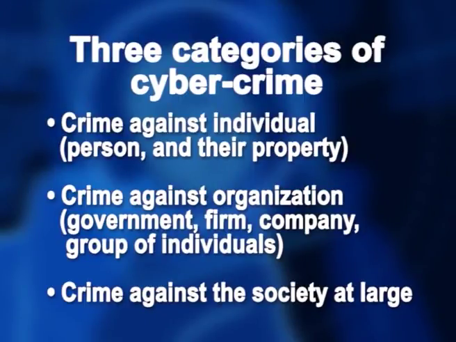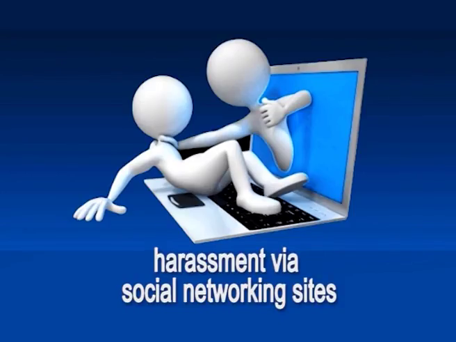Cybercrime is classified into three categories. The first one, crime against individual, that is person and their property. The second type, crime against organization, that is government, firm, company or group of individuals. Third type, crime against the society at large. Let us discuss them in brief now. First one is cybercrime against person. It includes harassment via emails or social networking sites, cyber stalking, dissemination of obscene material, defamation, hacking, cracking, email spoofing, SMS spoofing, etc.